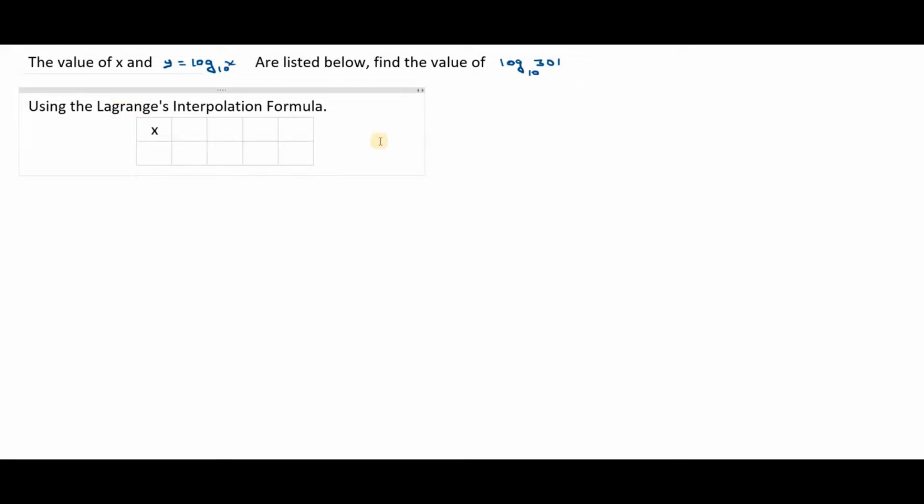The values of x are 300, 304, 305 and 307, whereas the values of y are given: 2.4771, 2.4829, the third value of y is 2.4843, and the last value of y is 2.4871. Solution.